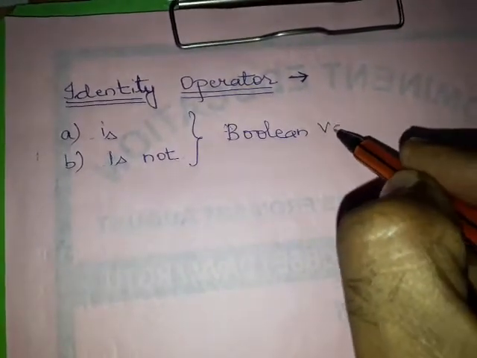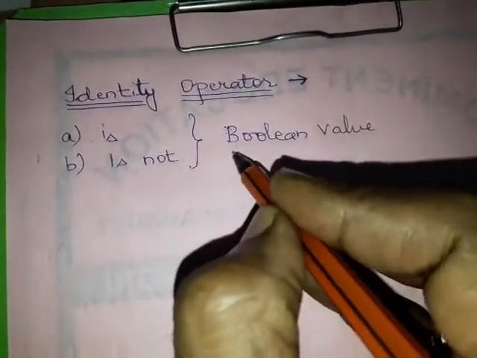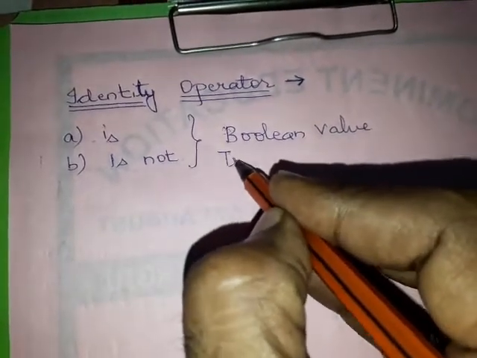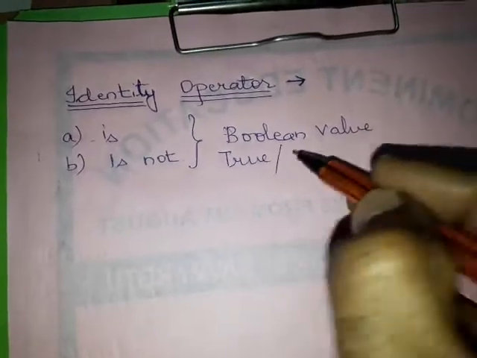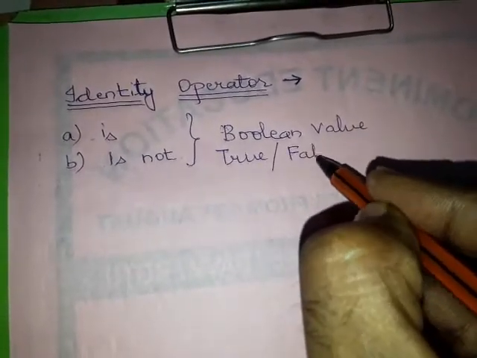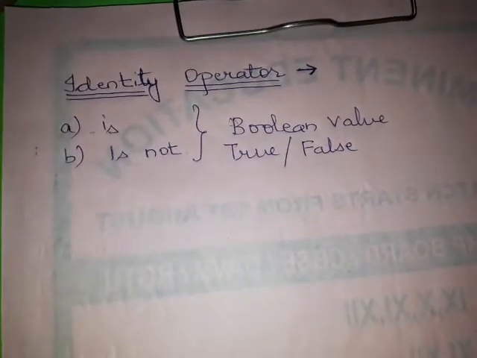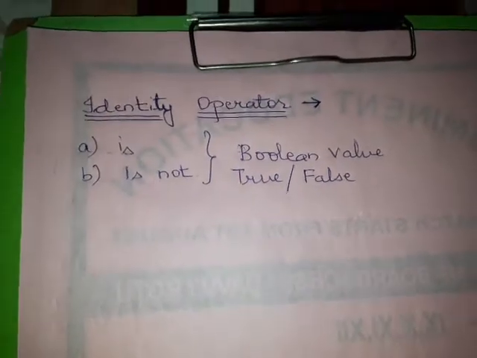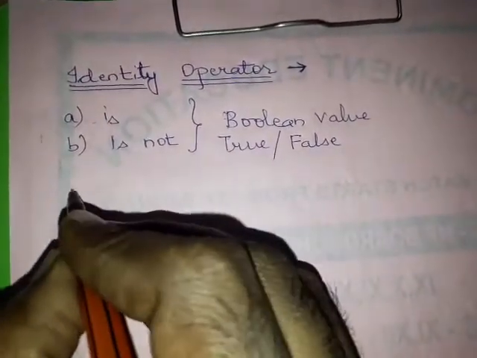The Boolean values are either true or false. It means these operators will return Boolean values. How can we use these identity operators? Let us see with an example.